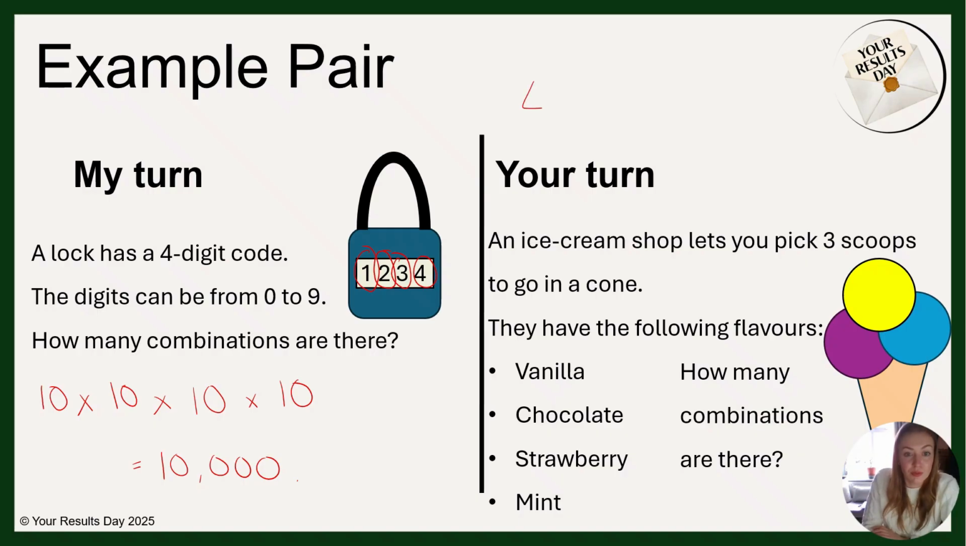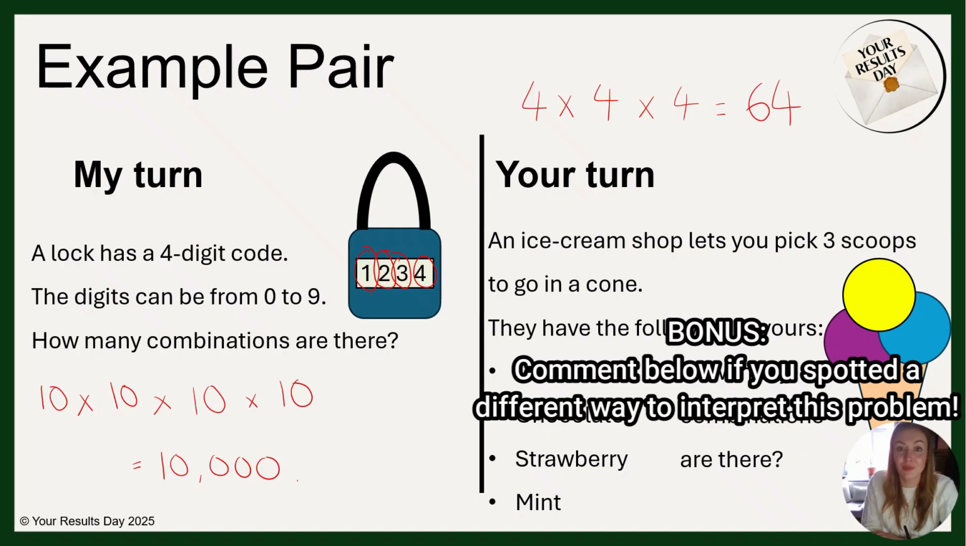Our first scoop, we've got 4 possible flavours. We can have vanilla, chocolate, strawberry and mint. In our second scoop, we've still got 4 choices. It doesn't matter what I picked for the first one. If I pick vanilla, for example, I could have vanilla again, or I could have one of the other 3. That's still 4 to choose from. And same again. In our third scoop, there are still 4 flavours to choose from. 4 times 4 times 4 is 64 combinations. So there are 64 different ways that you can pick a 3-scoop ice cream.